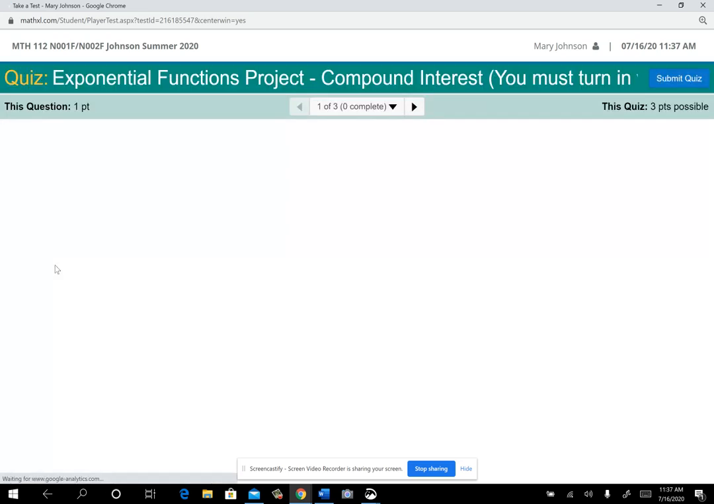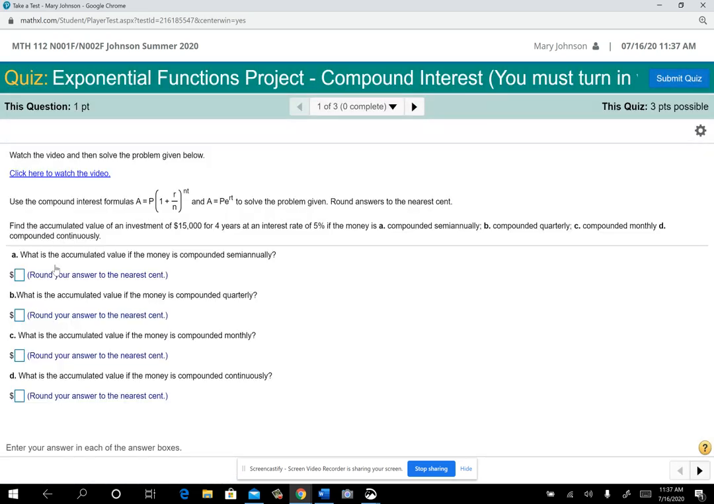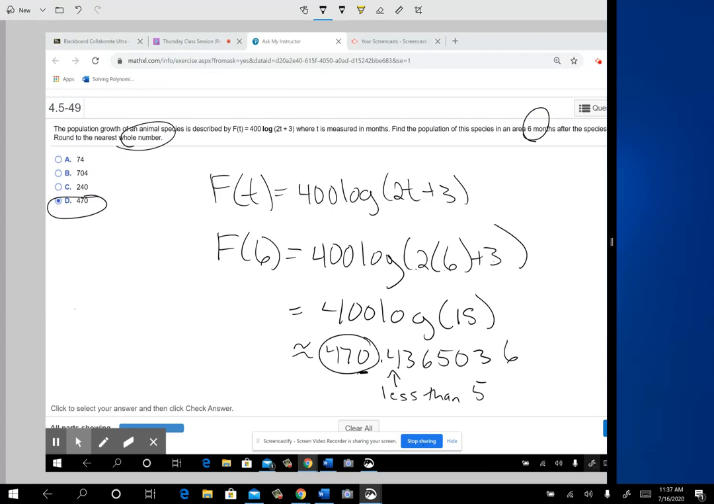I'm just going to do a quick video to help you a little bit with the compound interest project. This is really just a couple application problems that deal with compound interest formulas. The first problem is just asking you to calculate how much money you will have accumulated in an account.